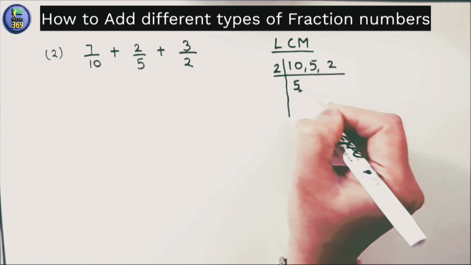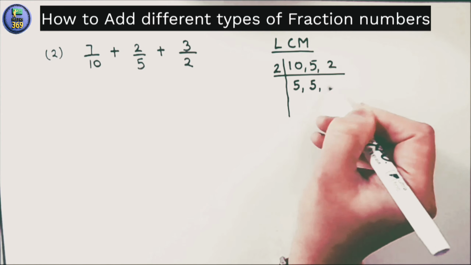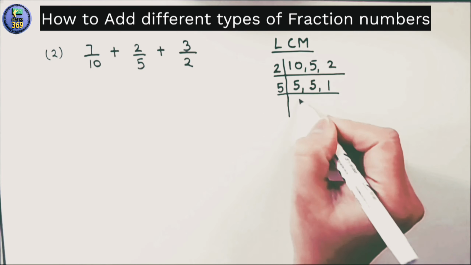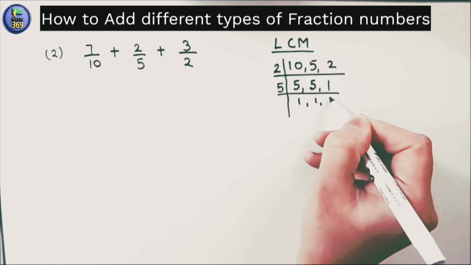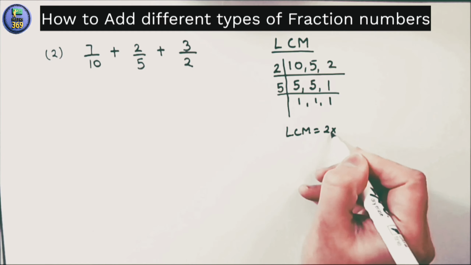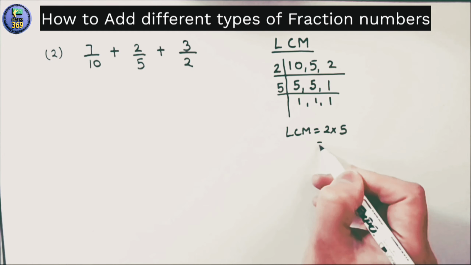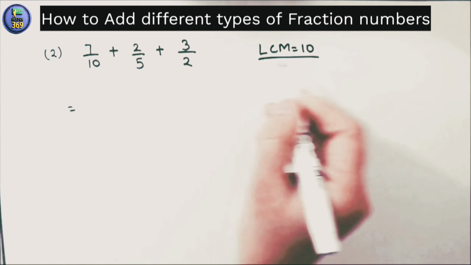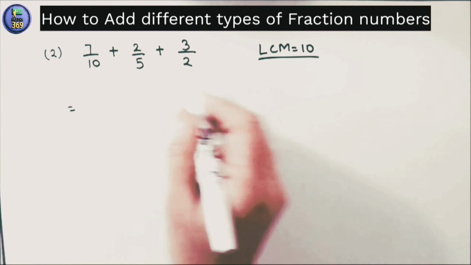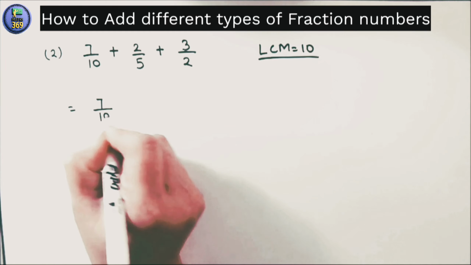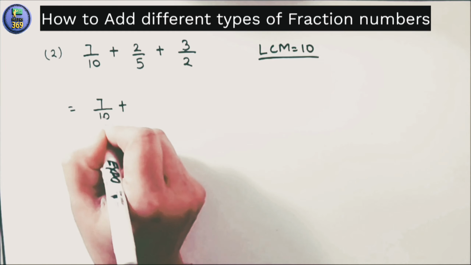So 2 times 5 is 10. 5 is a prime number and 2 times 1 is 2. Now 5 times 1 is 5. LCM will be the product of the two numbers on the left hand side, which is equal to 10. So our LCM is 10. Now we'll write all these numbers as the denominator as 10. We already have 10 denominator in our first fraction, so it will be the same 7 by 10.